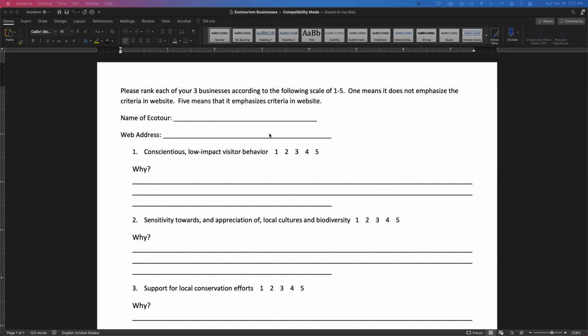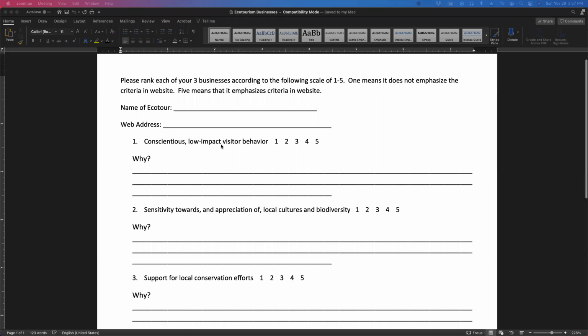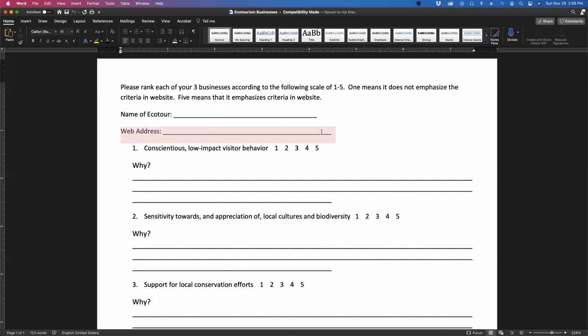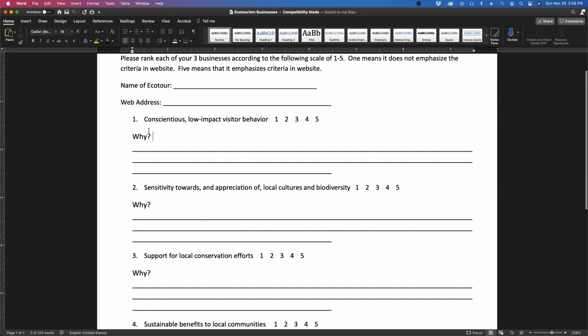So what you're going to do is, on the quiz, you're going to have the name of the eco tour, which means you have to go online and find an eco tour company. You're going to provide the web address as well. Now, below that, you're going to have to answer some questions.